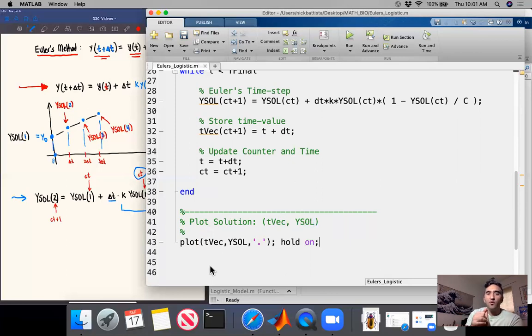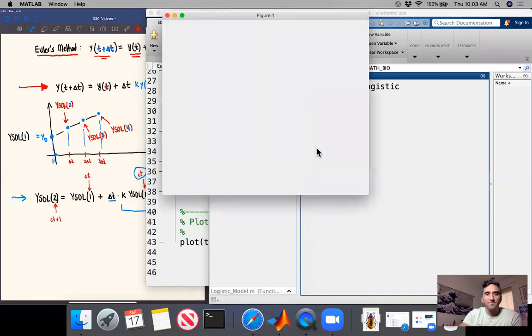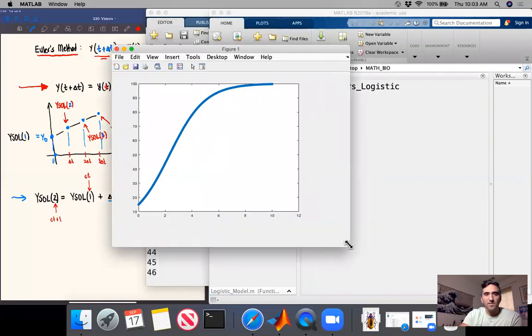Just using a standard old plot command. I'll try and jazz this up by making the markers a little larger, just so it's a little easier for all of us to see. And let's go ahead and try to run this code. This was called Euler's Logistic. And there is our solution.